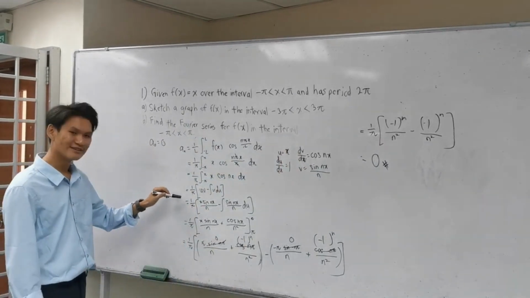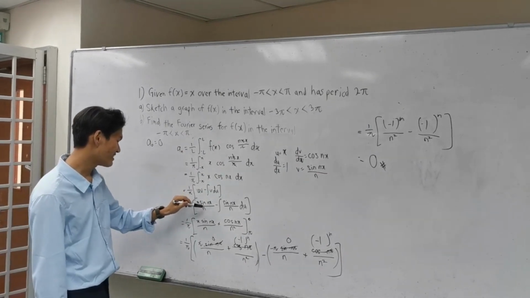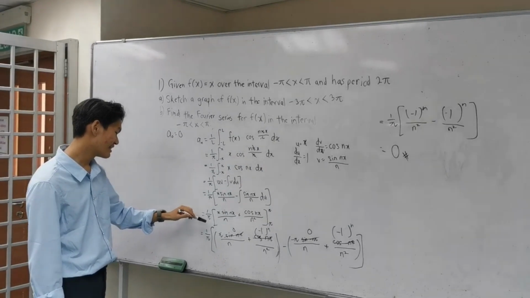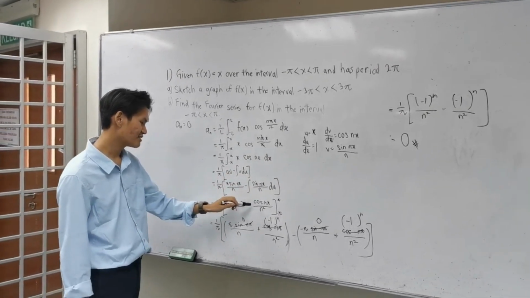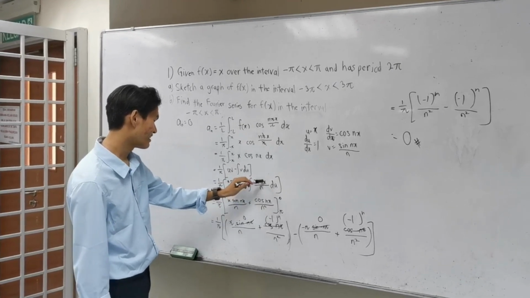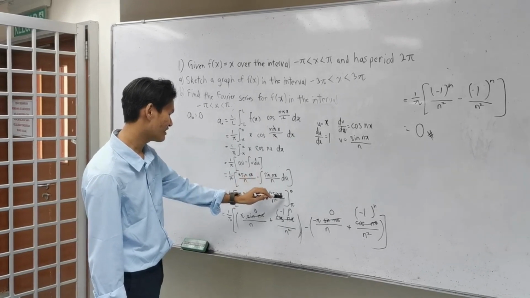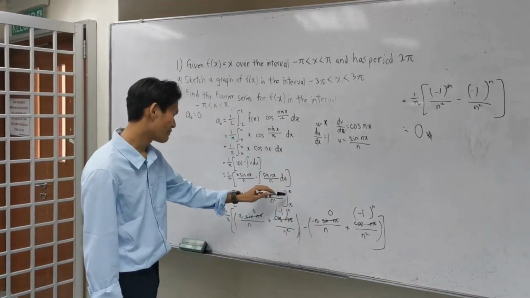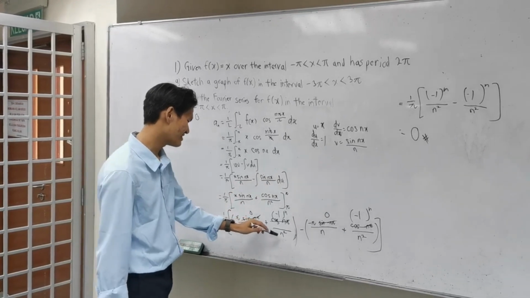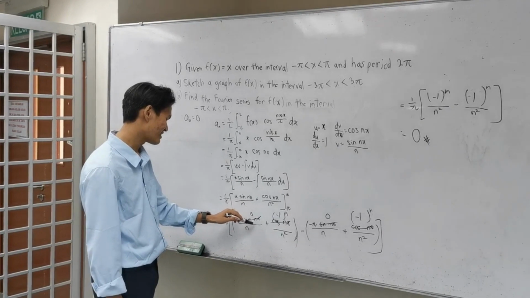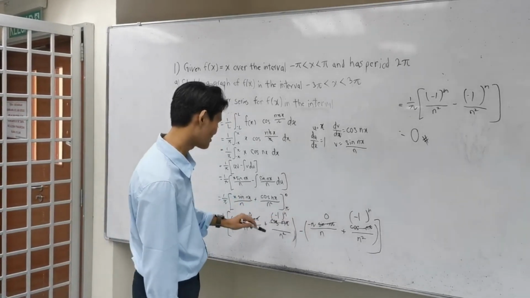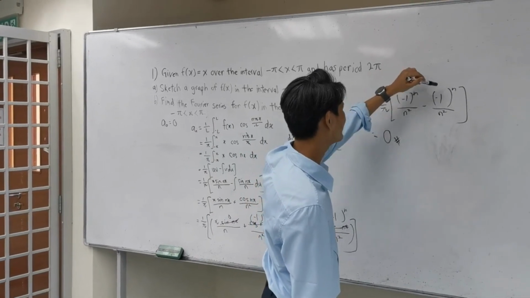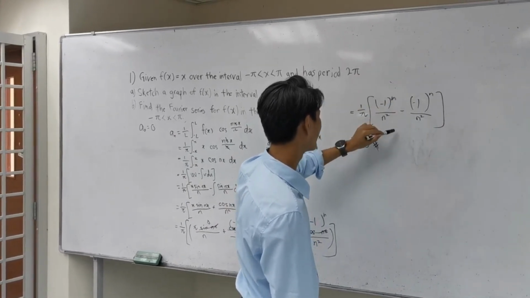Then we deal with that. We get 1 over pi, x sin(nx) over n, minus the integral of sin(nx) over n dx. Integrating sin(nx), we get cos, negative becomes positive, with n squared on the bottom. Then we substitute pi and negative pi for x, and we get this. Sin(n pi) is equal to 0, so it cancels out, and we get this. Negative 1 to the power n cancels, and we get 0, so an is equal to 0.